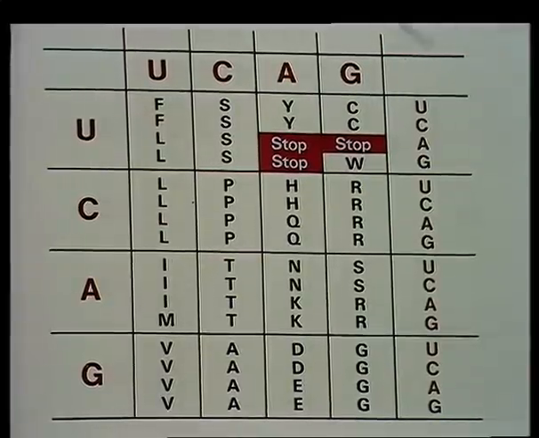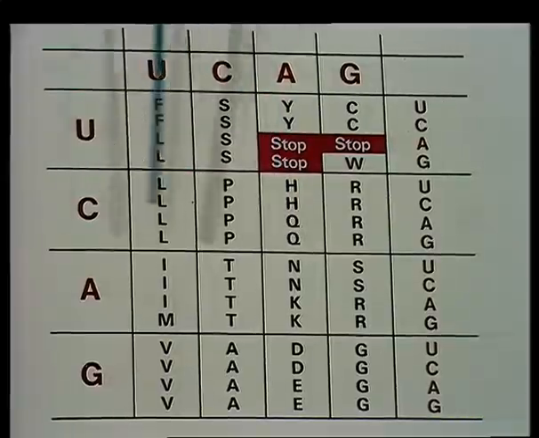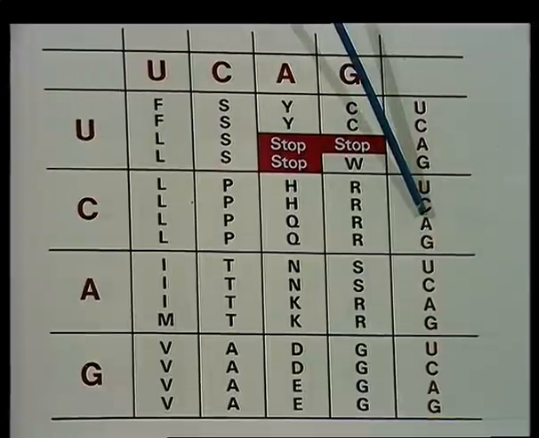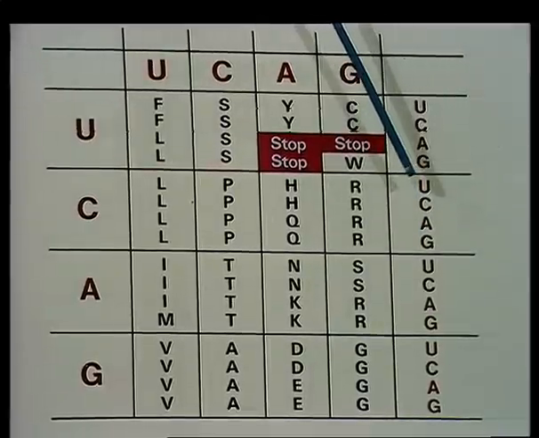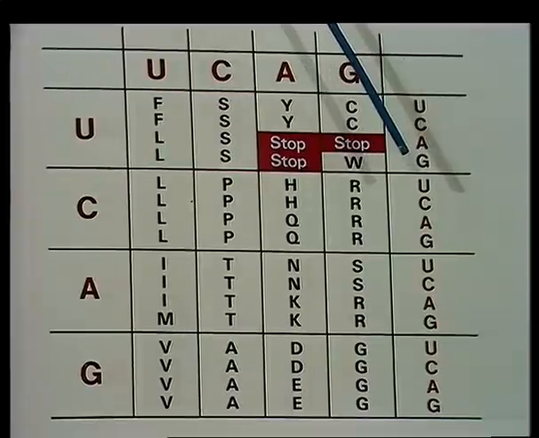Right? Let's try another one. Let's try Q there. The word for that would be C-A-G or C-A-A, because there are several different words sometimes that code for the same protein unit.